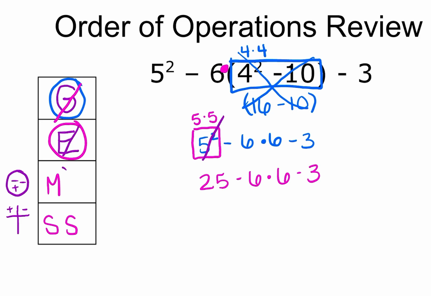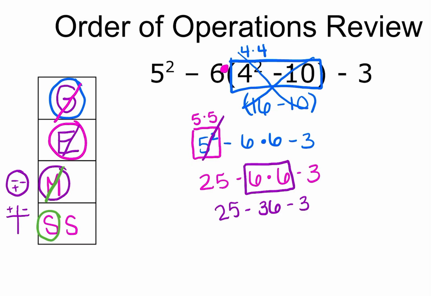Okay, done with that. Now I'm on to multiply. Now this is 36. 6 times 6 is 36, rewrite. And this is the step where we keep making our mistakes. So I need everybody paying attention right here.